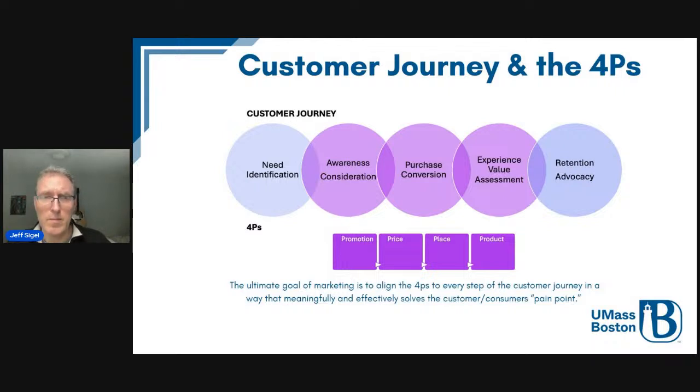So that's what I mean when I say the customer journey: all of those steps, from need identification to retention and advocacy, and how the 4 Ps that we are going to talk about over the next couple of weeks relate to that customer journey. The sentence down the bottom, I think, sums it up. The ultimate goal of marketing is to align the 4 Ps to every step of the customer journey in a way that meaningfully and effectively solves the customer or consumer's pain points.